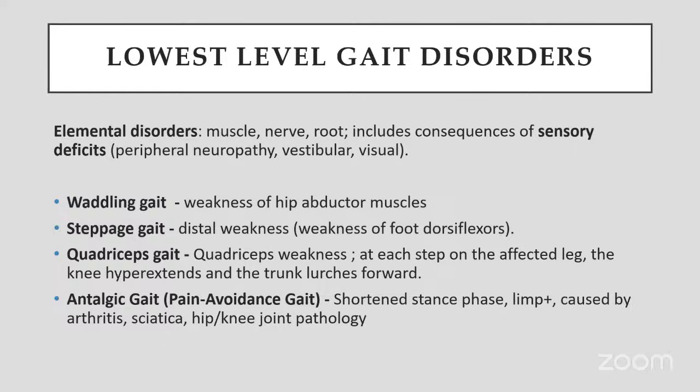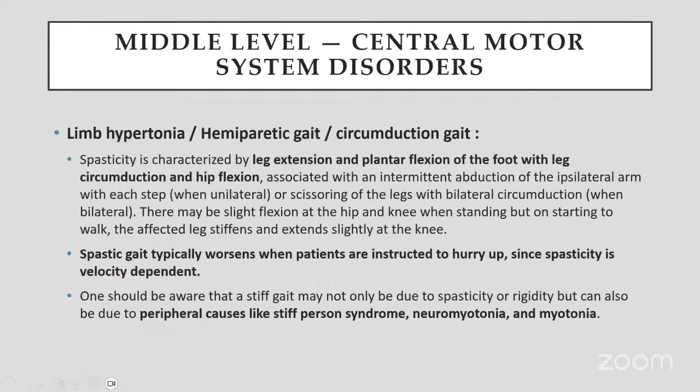The other one is antalgic gait. This is also called pain avoidance gait. So if they have any joint pain such as arthritis or any sciatica or hip or knee joint pathology, a shortened stance phase will be there on that side of the leg, and limp may be present. So for the middle level central motor system disorders, limb hypertonia or hemiparetic gait or circumduction gait is seen.